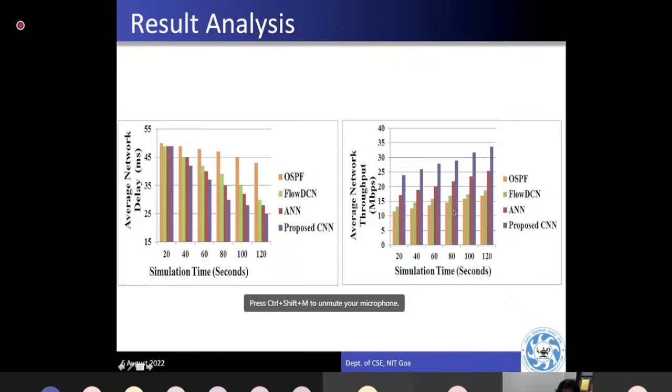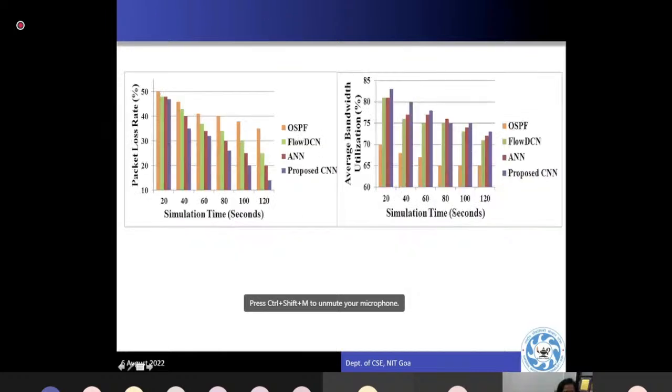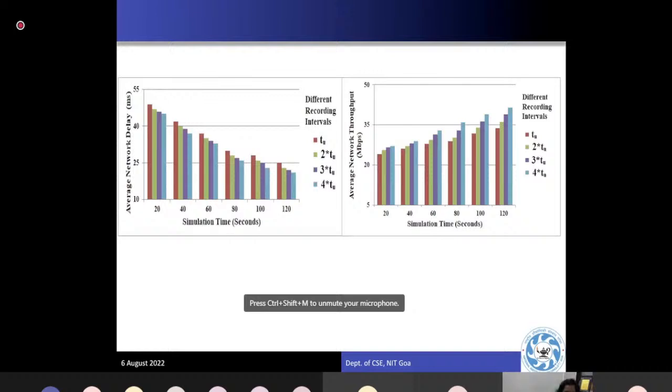Similarly, in the average network throughput, we have also analyzed the packet loss rate and the bandwidth utilization. Another thing is the recording interval. The way you are recording the data, we also need to observe whether it is the right way. We recorded the data at the rate of TU, which is 1 second, then 2 times the TU, 3 times the TU, 4 times, different recording intervals. We collected the data, trained the model and saw the result. It was observed there is an impact, but not much of a difference, but still there is a difference, I believe.